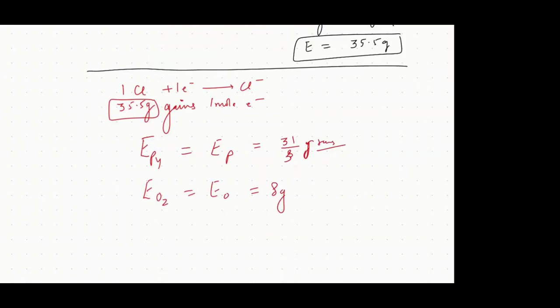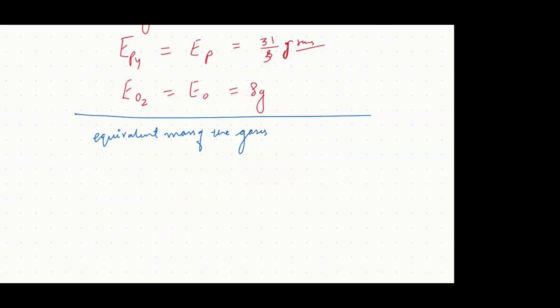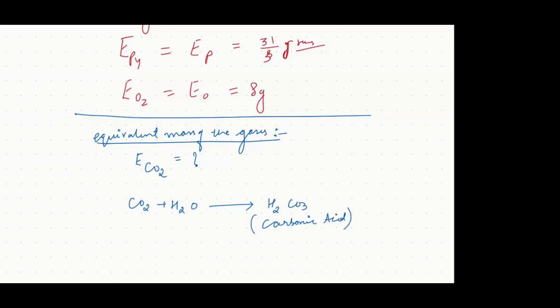Now next is the equivalent mass of the gases. In the equivalent mass of the gases, how do you do it? Let's suppose you have CO2 and I want you to calculate the equivalent mass of CO2. What you do is you dissolve that CO2 in water and react it. So it is going to form H2CO3, which is my carbonic acid.